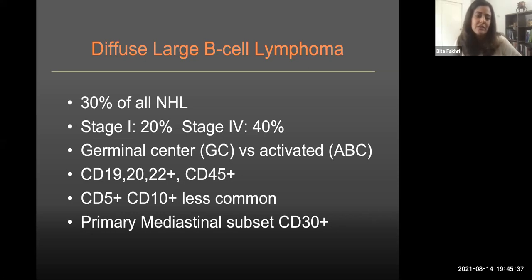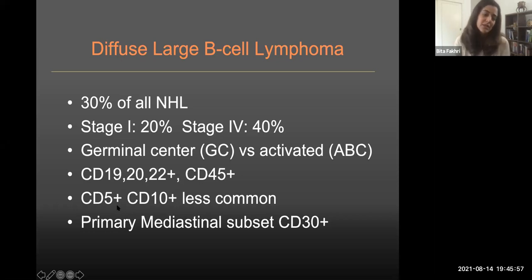And one topic that I want to talk to you about and make sure that we're all on the same page is the immunophenotype. There are two immunophenotypes, germinal center B cell type and non-germinal center B cell type or activated B cell type. It's a DLBCL, so it expresses B cell markers like CD19, CD20, CD22, and CD45.